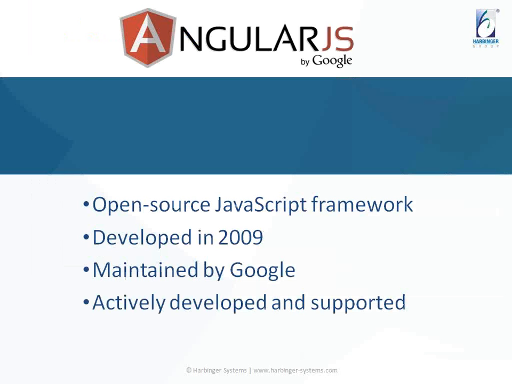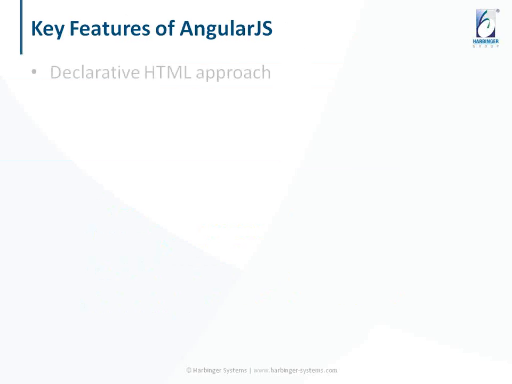So Angular is another open source JavaScript framework, which came in 2009. It's maintained by Google, and it is one of the actively developed and well supported JavaScript frameworks. So some of the key features, some of which we already discussed. Being an MVC framework, there is quite an overlap between all three. Some of them we have already discussed, and some of them are different from others.